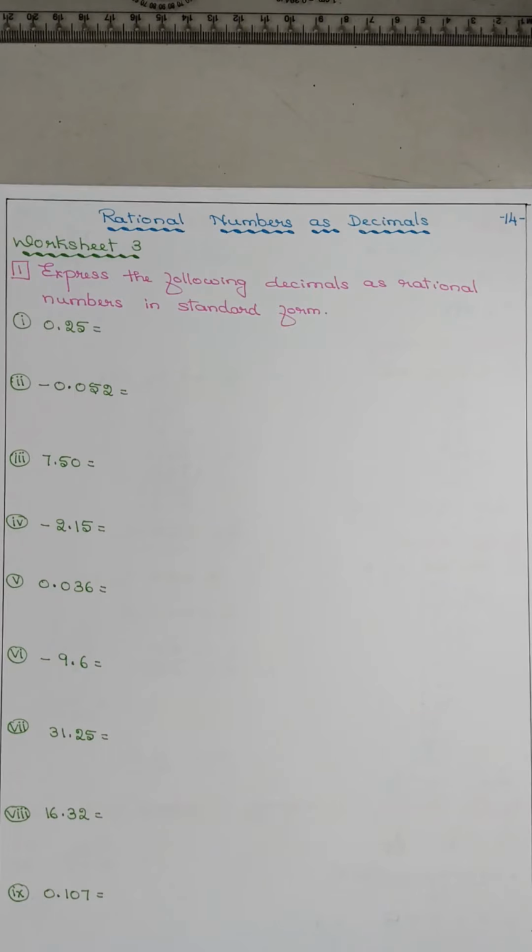We were discussing rational numbers as decimals. Now coming to worksheet 3. Express the following decimals as rational numbers in the standard form. In the examples you have understood how to convert a decimal into a rational number and then convert it into the standard form. So, 0.25.